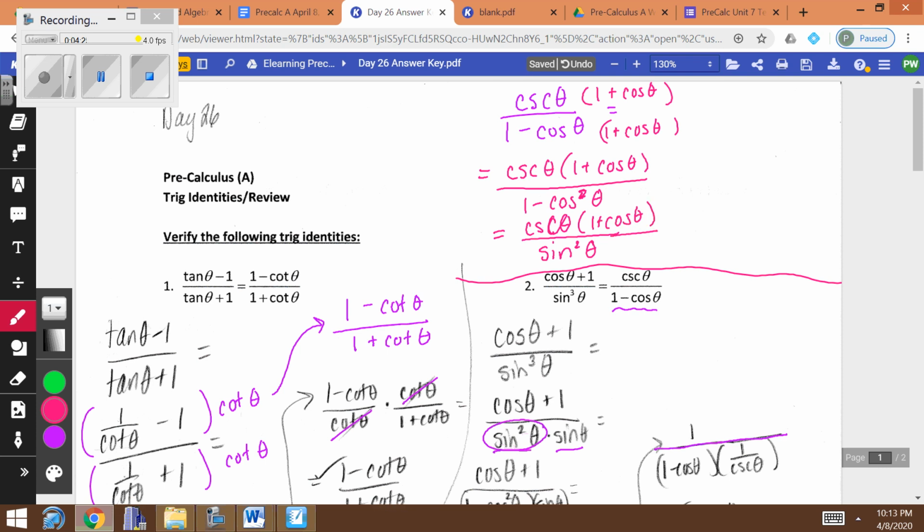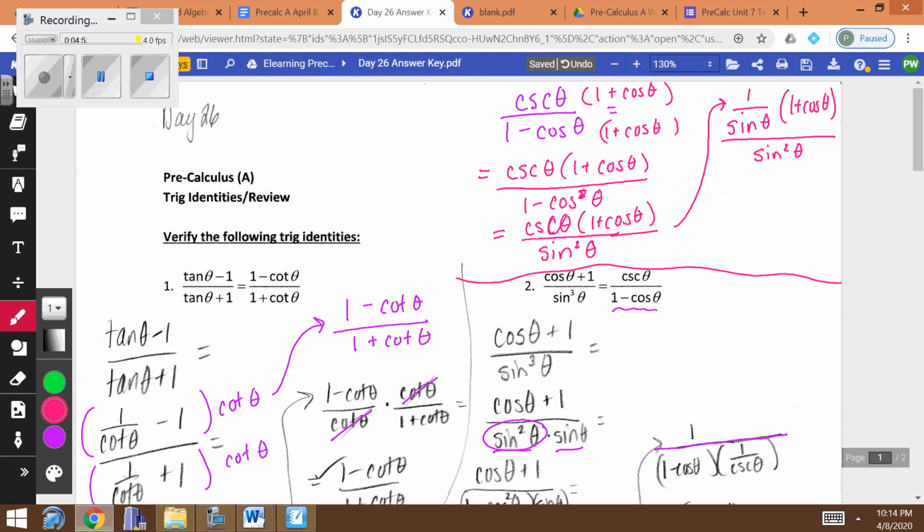Okay. So now we need to look at this here. If I look at that numerator right here, I have a cosecant, so I'm out of room here, but I can change that into 1 over our sine here. And then that's times 1 plus the cosine of theta here.